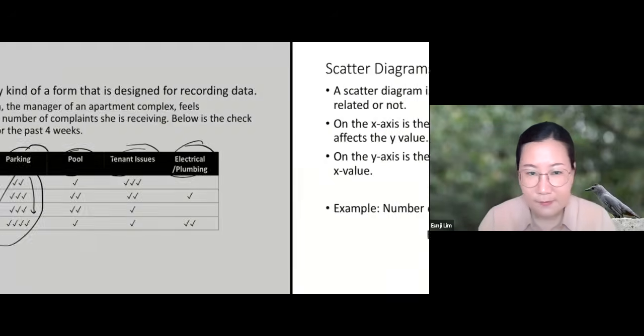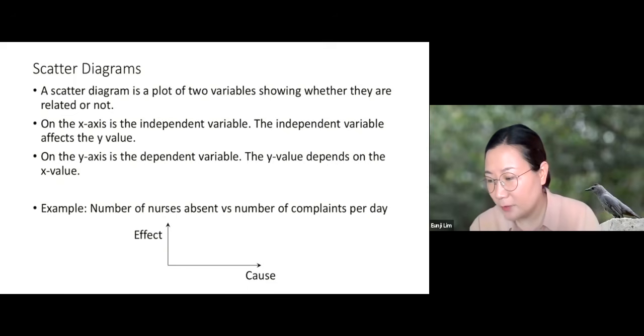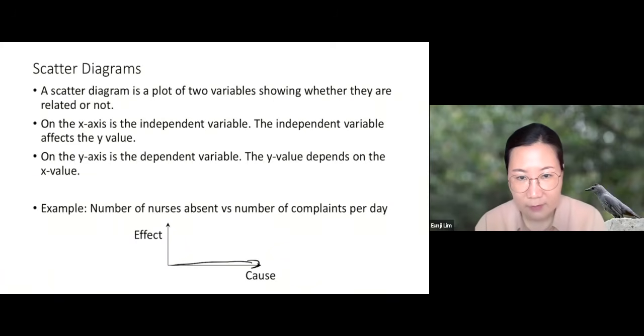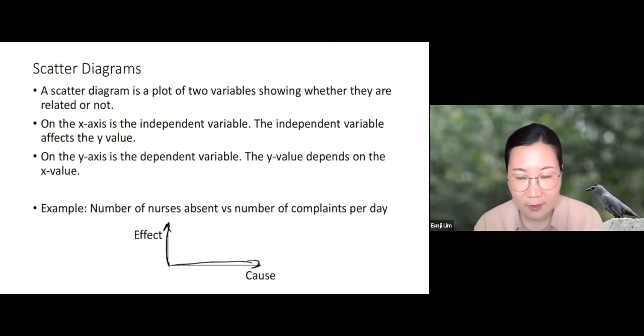The next one is scatter diagram. A scatter diagram is a plot of two variables showing whether they are related or not. On the x-axis, we have the independent variable, and the independent variable affects the y value. On the y-axis, we have the dependent variable. The y value depends on the x value.